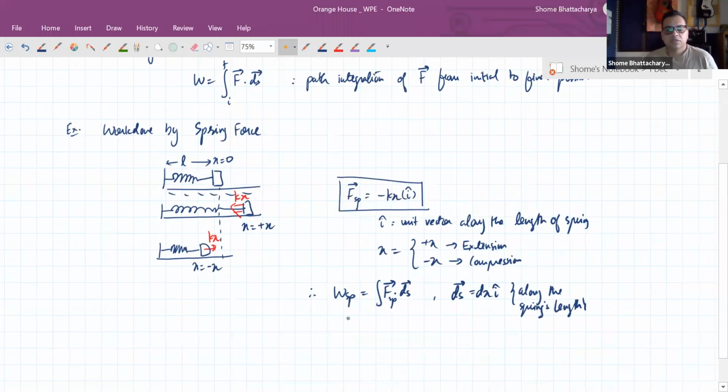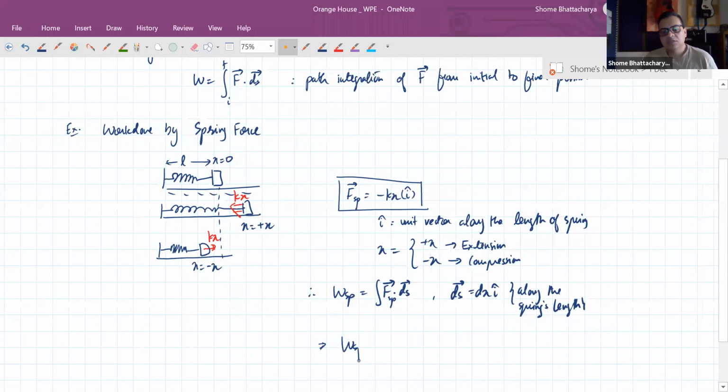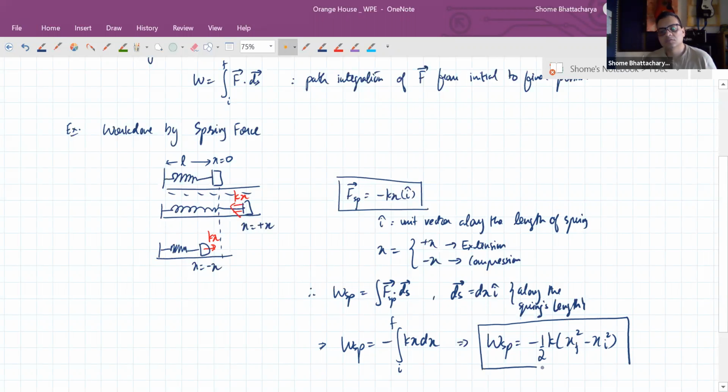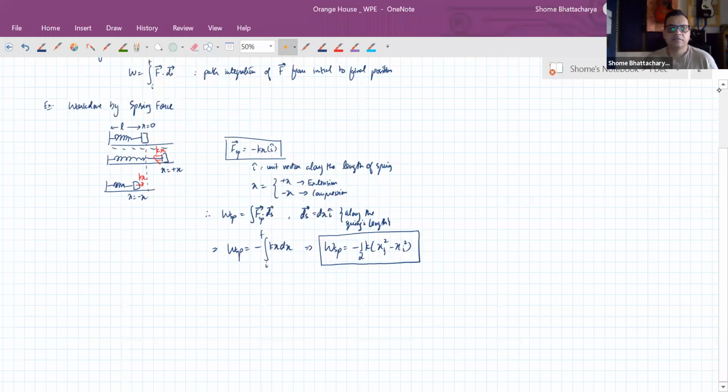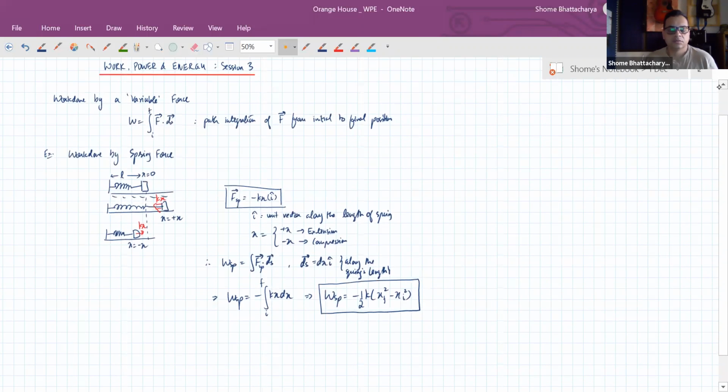So with this in place, the work done by the spring in any general situation becomes the integral of minus kx dx from initial position to final position. So we get the final formula that the work done by the spring is minus half k into (x final square minus x initial square). So this is something important that we derived last time. We can just make a quick recap of this. We'll discuss more.